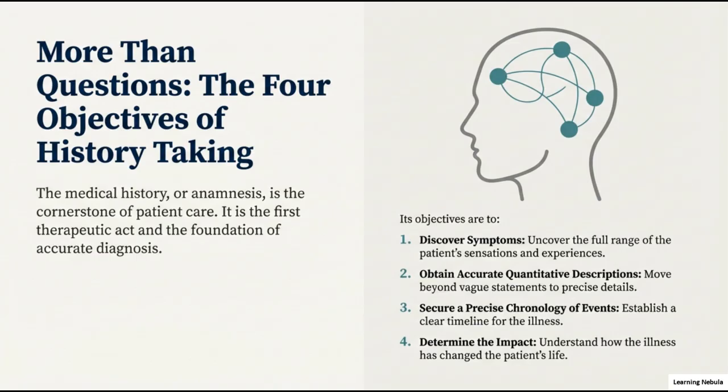And the 4th objective listed here, determine the impact. The text says, understand how the illness has changed the patient's life. This is the empathy piece, but it's also diagnostic. The same symptom means totally different things to different people. A concert pianist says her finger feels a little stiff. Catastrophe. It's a catastrophe. If I say my finger feels stiff, it's probably nothing. The impact tells you the severity relative to that person's actual life. Okay, so that context changes everything.